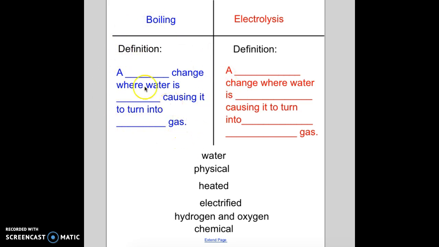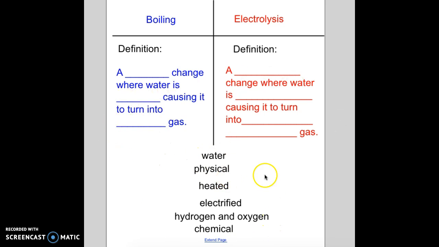boiling is a type of change where you do something to water, causing it to turn into a certain type of gas. Electrolysis is the same thing, where you do something to water, it's a certain type of change, and it changes it into a gas. But one is a physical change and one is chemical. One heats the water, whereas one runs electricity through it, and the types of gas you get are different.